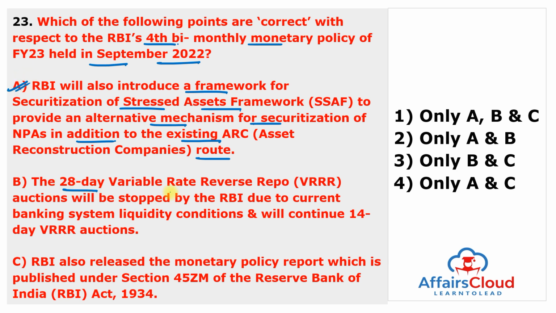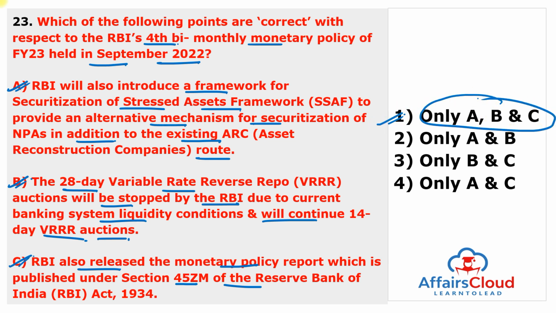Next is the 28-day variable rate reverse repo auctions will be stopped by the RBI due to current banking system liquidity condition and will continue 14-day variable rate reverse repo auctions. So this statement is also true. This means 28-day variable rate reverse repo will be merged with the 14-day. Next is RBI also released the monetary policy report, which is published under the section 45 ZM of the Reserve Bank of India Act of 1934. This statement is also true. So all the statements are correct. So answer of this question is only A, B, C.